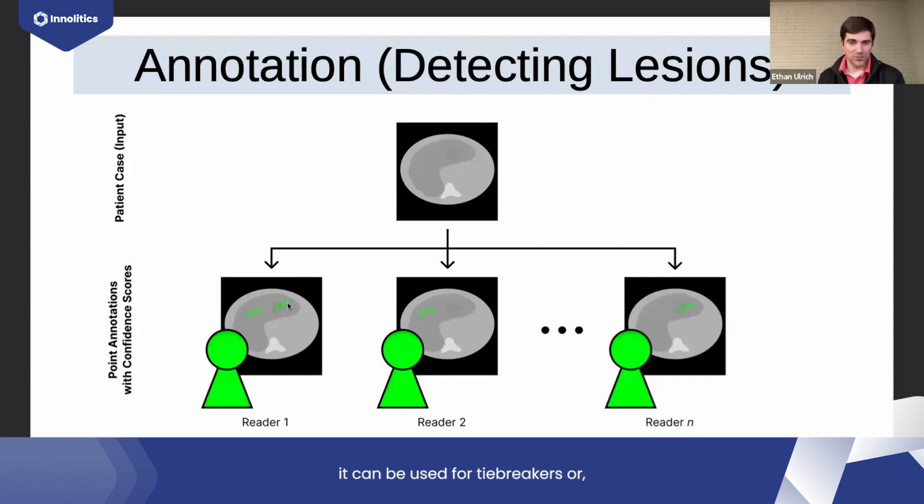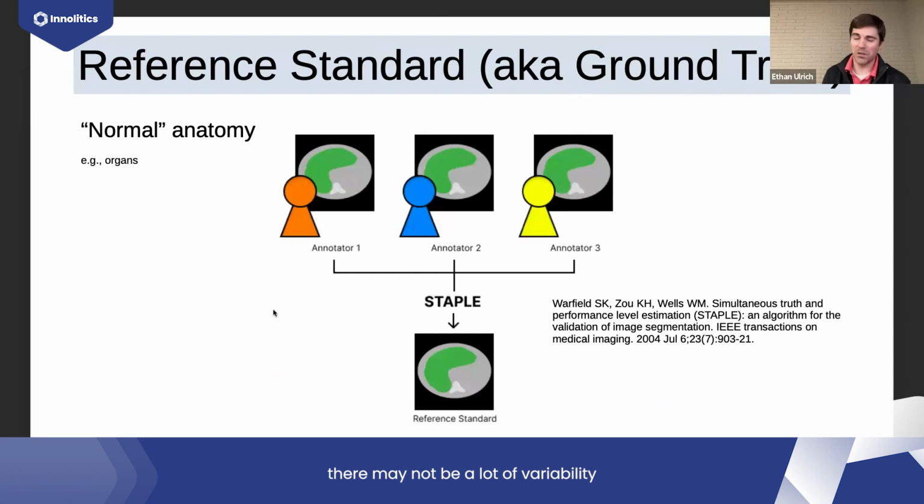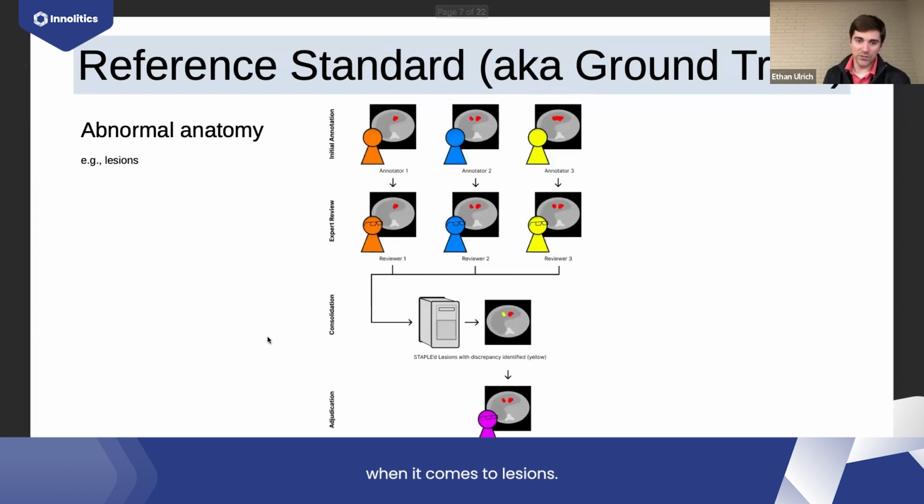I mean, it can be used for tiebreakers or to establish a majority vote. Yeah, it does depend on what the task is. For something like segmenting the liver, there may not be a lot of variability in outlining the liver. I mean, there's still some, but if you had 3 people do it versus 30, you probably would end up with a very similar ground truth. When it comes to lesions, that may not be the case. Maybe 3 is definitely not enough to account for all that different variability. Maybe you do need 30 to come up with your ground truth.